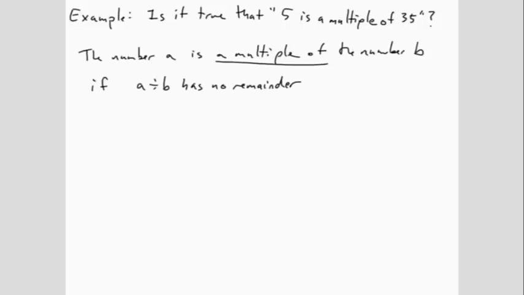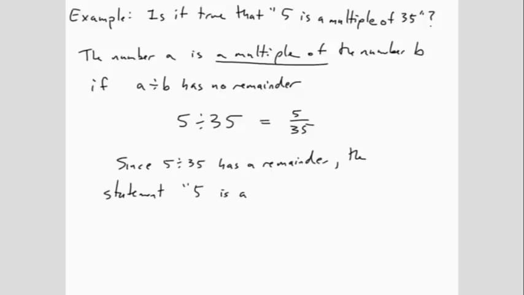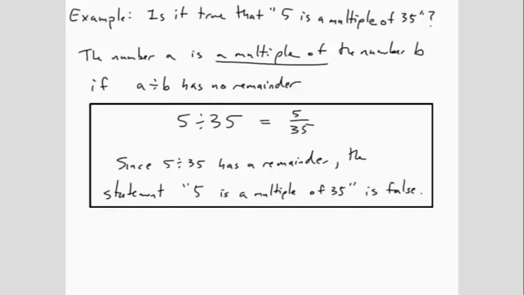The number a is a multiple of the number b if a divided by b has no remainder. In this case, the number a is 5, and the number b is 35. This means we have to do the calculation 5 divided by 35. 5 divided by 35 says we have 5 objects, and we're trying to make groups of 35. We don't have enough pieces to even make one group, so we have 5 out of 35 pieces that we need to make a grouping. In other words, this calculation has a remainder. Since 5 divided by 35 has a remainder, the statement 5 is a multiple of 35 is false. Pay close attention to these two examples because they highlight the importance of thinking clearly.